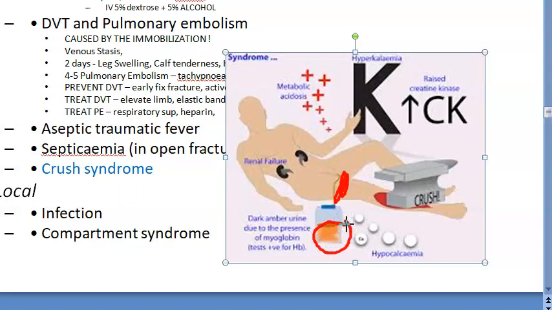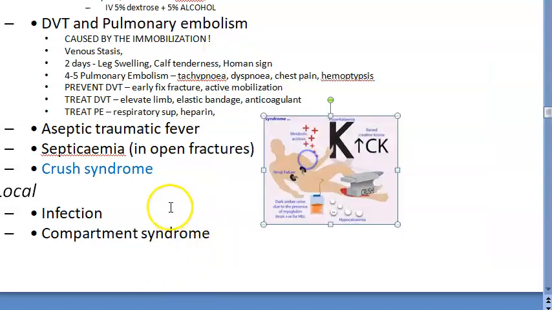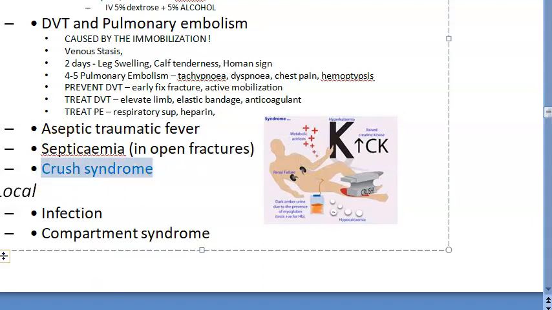And if oliguria develops, that is, this patient is passing very little urine, that means what? He is going into acute renal failure. So you'll have to treat acute renal failure. They have not explained much here about how to treat the kidney, but understand that there can be a crush syndrome, because during this fracture there can be a systemic effect, right?